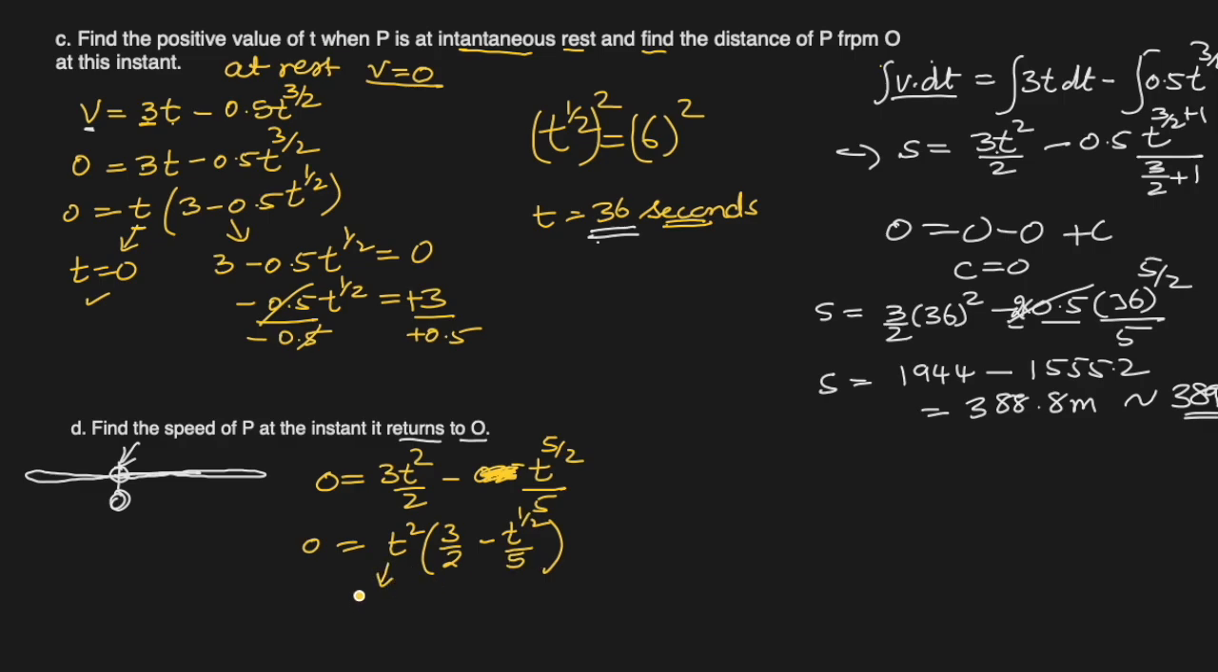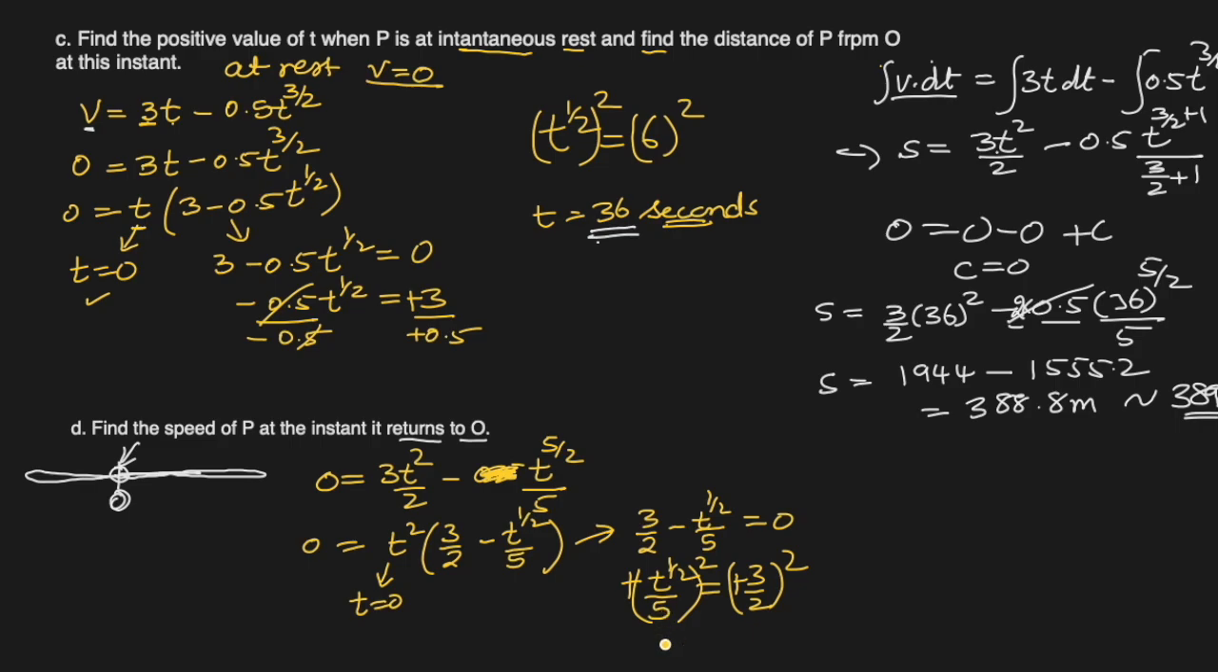Again it gives us t equal to 0. At that time displacement was 0, we are sure about this, we already knew this. So this is the one which is going to give us the answer: 3 over 2 minus t to the power half over 5 equal to 0. Let's bring it to the other side. So minus t to the power half over 5 equal to negative 3 over 2. Square both sides to get rid of the half.